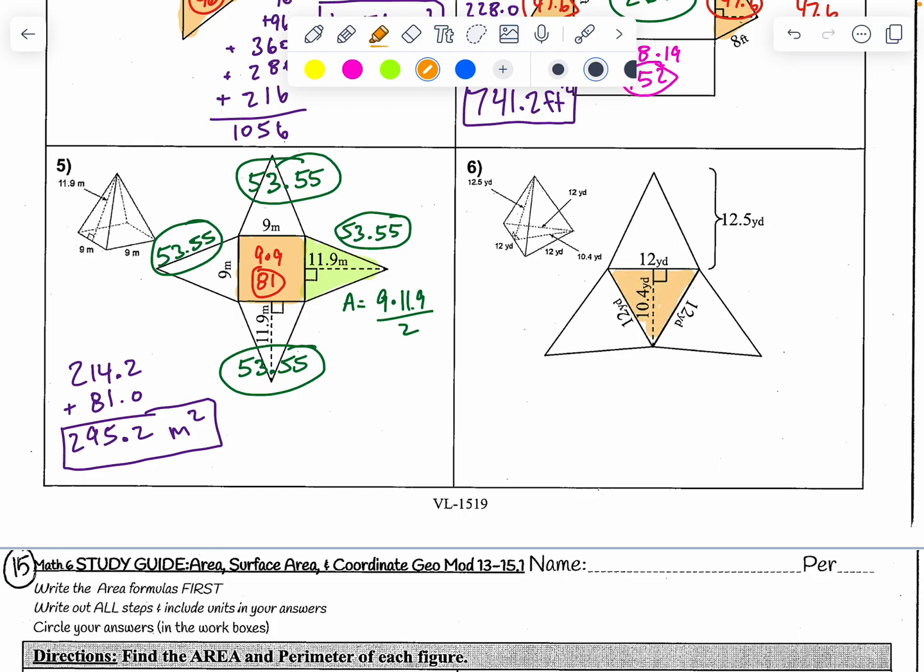Do my little orange base because why not? And let's make it red. So let's do my base. Base times height divided by 2. The base is right up there. Makes my 90-degree angle with the height. So that's going to be 12 times 10.4. Divide that by 2. So 10.4 times 6 is essentially what I need to do. 10.4 times 12 divided by 2. That's 62.4.